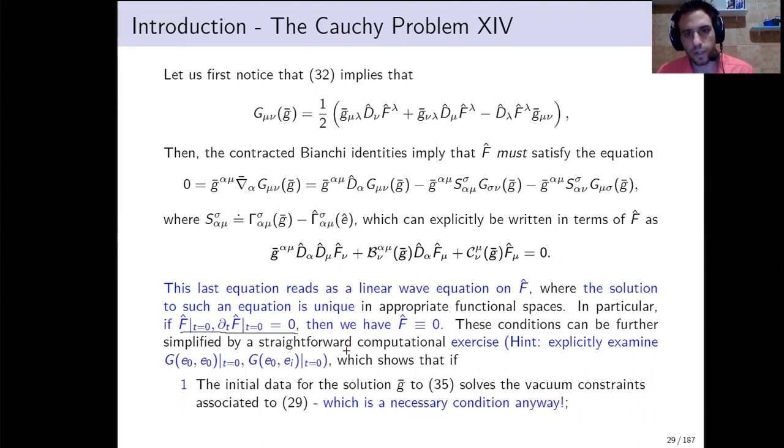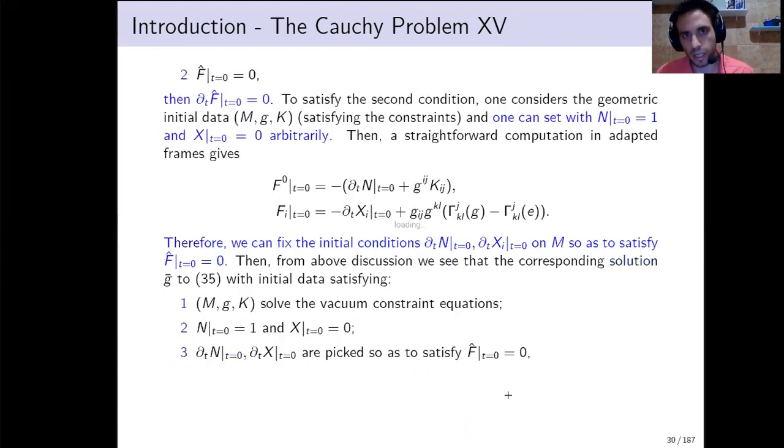And these two conditions can be further simplified by a straightforward computational exercise, which shows that if the initial data for our space-time solution solves the vacuum constraint equations, which was a necessary condition anyway, and if furthermore we pick our initial data so as to satisfy this condition, then this other condition comes for free. And then the idea is to be able to satisfy this second condition. And in order to do that, one first fixes the initial data for the lapse and shift arbitrarily, for instance, by picking the initial data for the lapse equal to 1 and for the shift equal to 0.